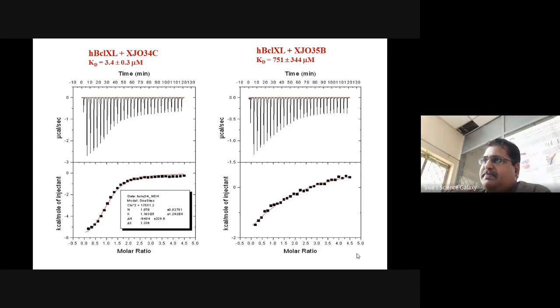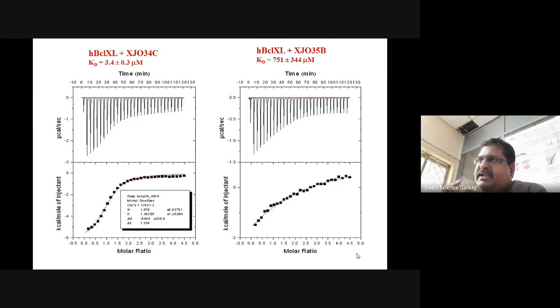So in the top panel, you can see the XJ34. Each spike represents the amount of heat released upon adding the ligand to the protein. Okay, and in the bottom panel, the area under the peak, the area under the spike, is integrated. Now we have the data.